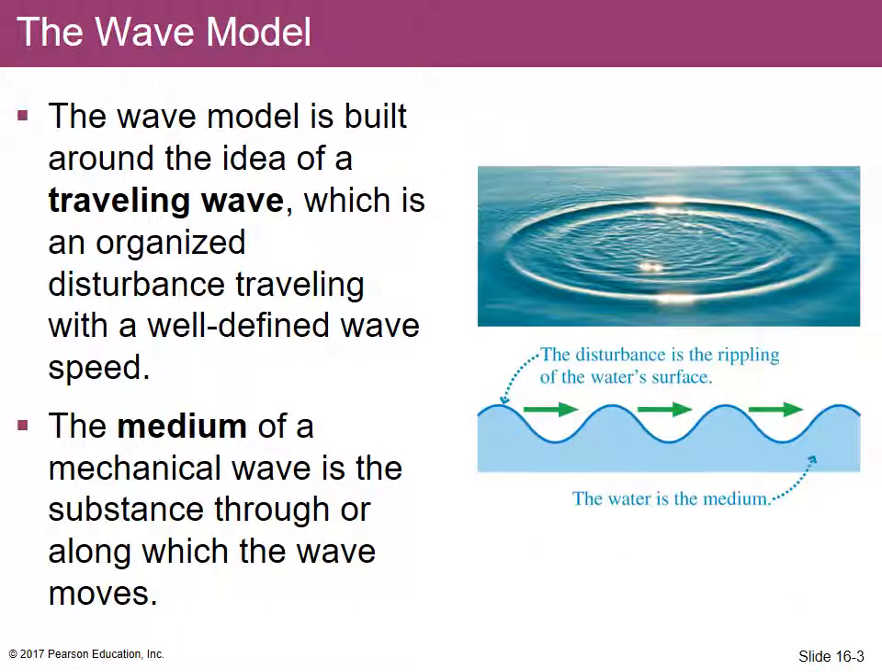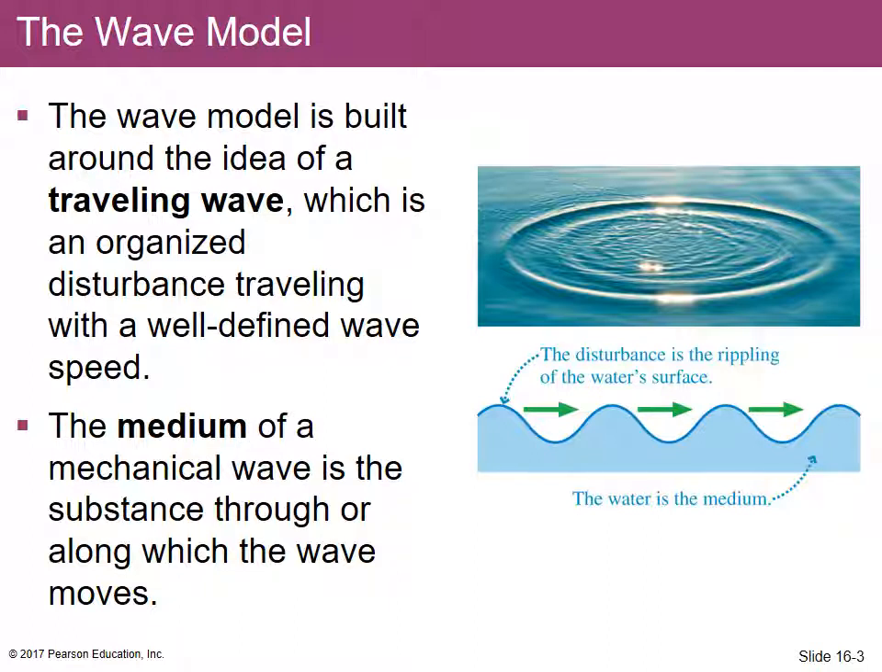A mechanical wave is a disturbance that is created by a vibrating object and subsequently travels through a medium from one location to another, transporting energy as it moves. Mechanical waves travel only within a material medium, such as air or water. Two familiar mechanical waves are sound waves and water waves.